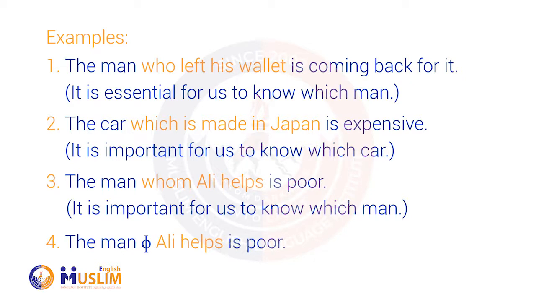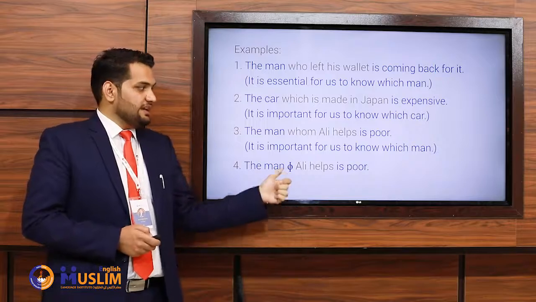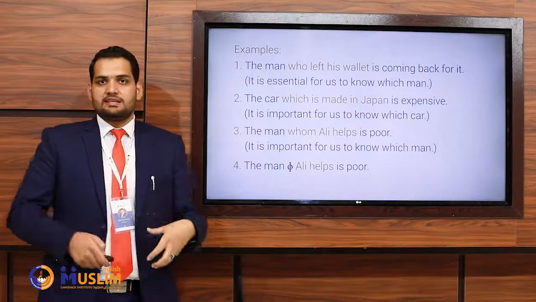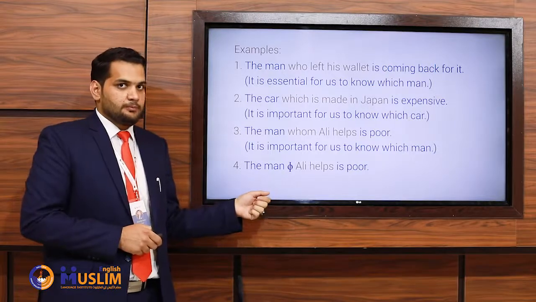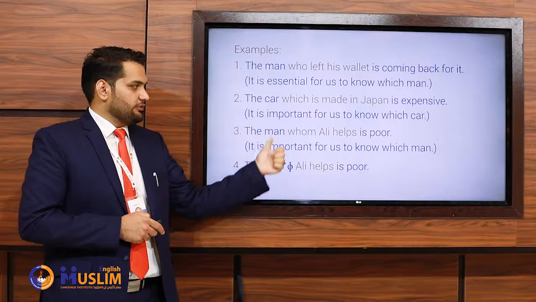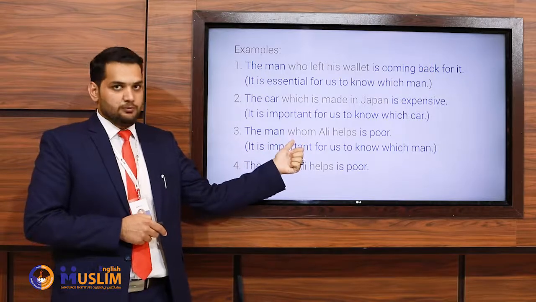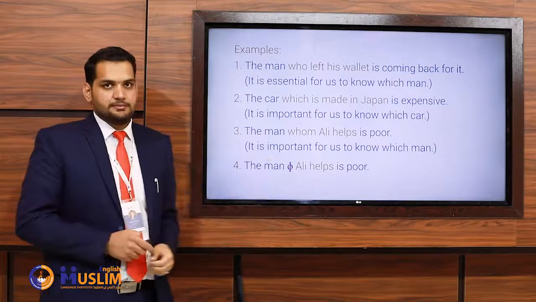Number four, the man Ali helps is poor. As I told you earlier, if the relative pronoun is used in its objective case, we can delete it from the adjective clause if it is restrictive. So from this sentence, we have deleted whom, and it is still correct.